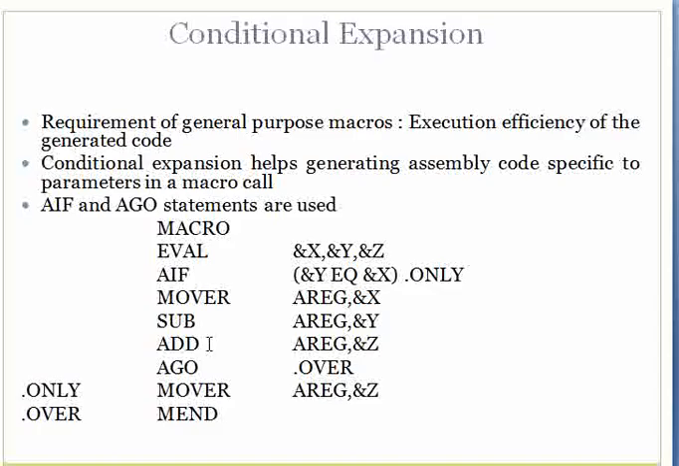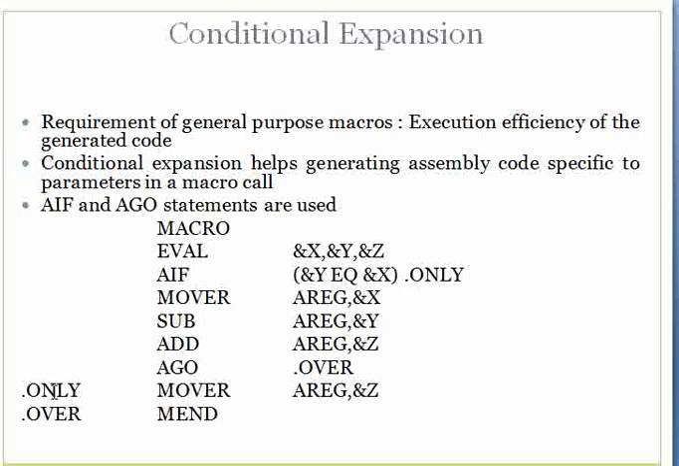Here I have just given an example of conditional expansion. These use statements like AIF and AGO, and this is our macro. The name of the macro is eval. It has three positional parameters, x, y and z, followed by the first statement, AIF. This is a conditional expansion. This is our expression, and we are testing whether the value of y is equal to the value of x. If that is the case, it will jump to the line where dot only appears. Dot only is the sequencing symbol here.